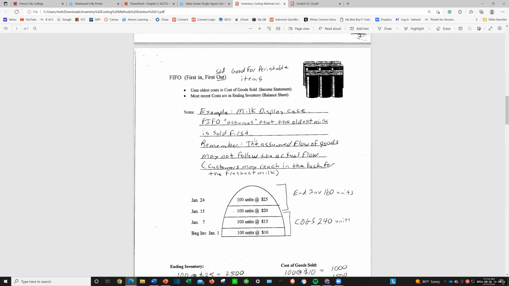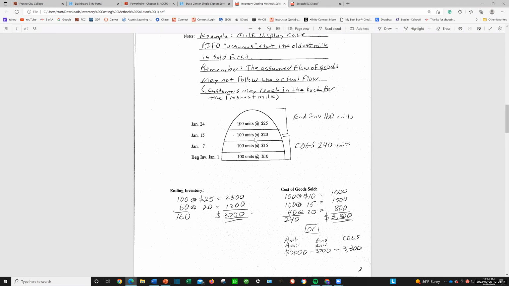So how does this work in our example here? This time we have 160 units in ending inventory, and we have 240 units in cost of goods sold. Well, which ones are in ending inventory? First off, think of this: first in, first out. So first in, first sold.